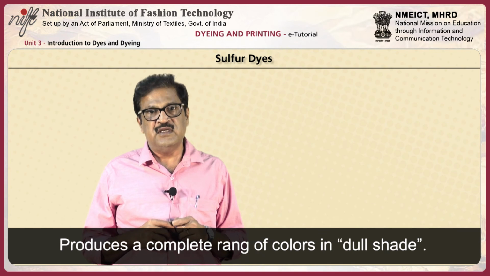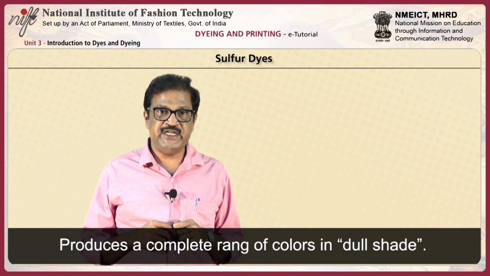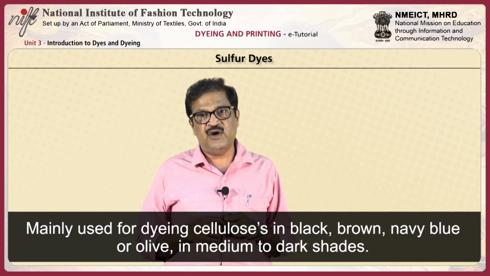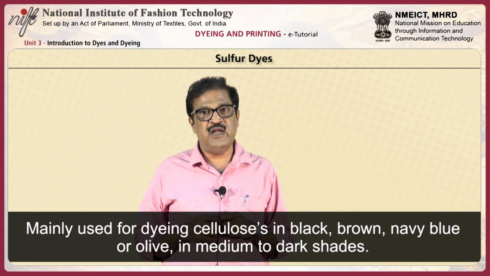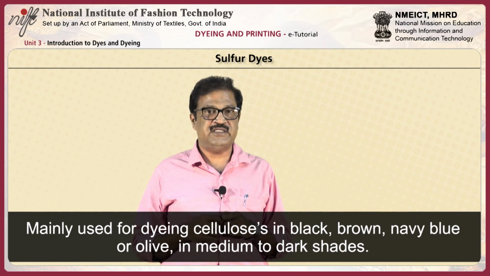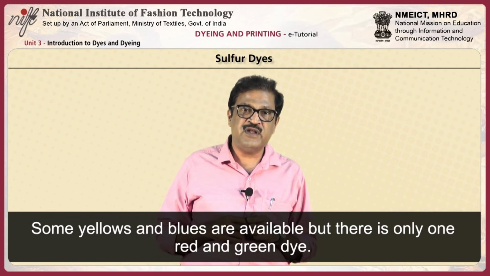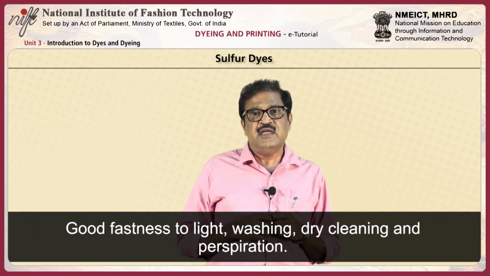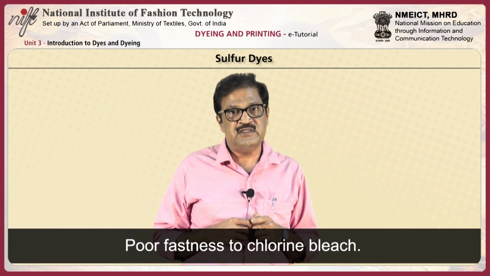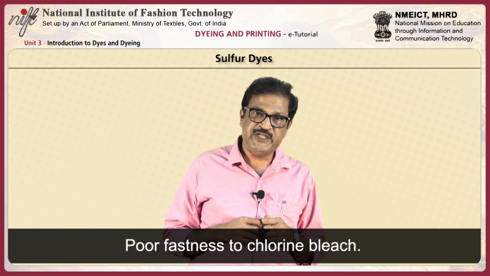Sulfur dyes. Sulfur dyes produce a complete range of colors in dull shades. They have poor light fastness in pastel shades. Sulfur dyes are mainly used for dyeing cellulosic fabrics in black, brown, navy blue or olive green in medium to dark shades. Some yellows and blues are available, but there is only one red and green type. They have good fastness to light, washing, dry cleaning and perspiration. Sulfur dye has poor fastness to chlorine bleach.